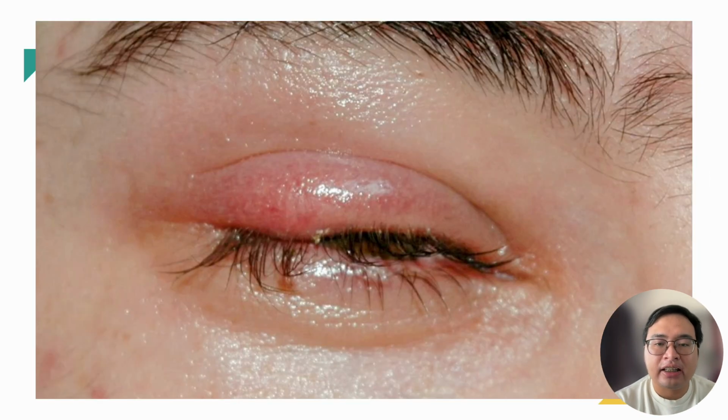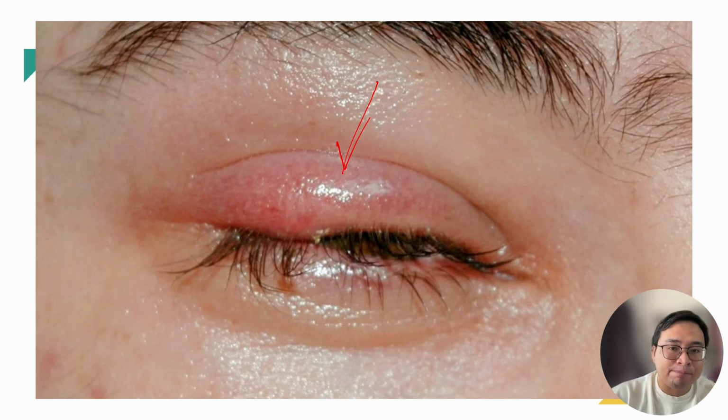Next, this is either chalazion or hordeolum. Okay? Hordeolum is sty or culitate, meaning bacterial infection. While chalazion is a blockage of the meibomian glands or the oil glands. So we're not sure, depending on the other symptoms of the patient, whether this is chalazion or hordeolum.